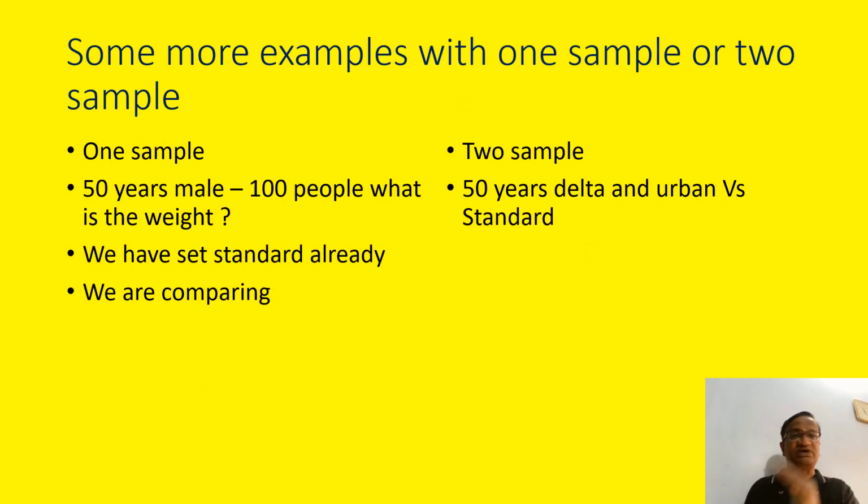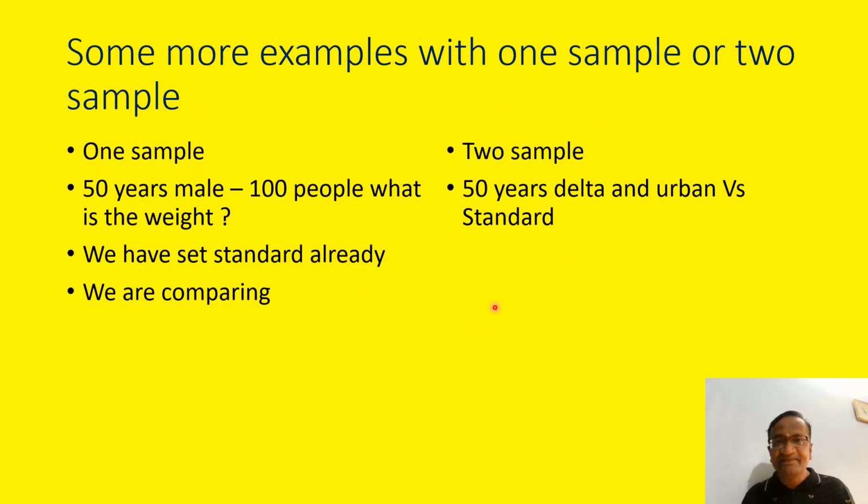Some more examples with one sample or two samples. I am going to tell what I have understood. Now, a one-sample t-test means, for 50-year-old males, 100 people, what is the weight? We have selected 100 people, 50-year-old males, and what is the mean weight? We have a standard already. In Pondicherry, the average weight of a 50-year-old male is 65.2. Then we are comparing with this. This is a one-sample t-test.